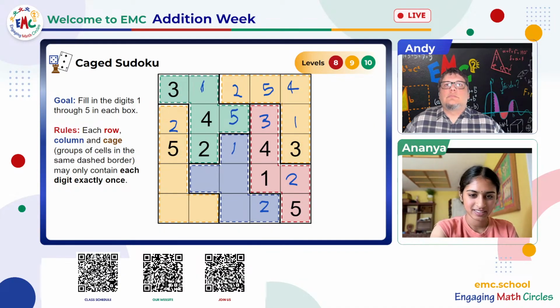That's 2. 2, 5. Oh, my pencil keeps switching. 2, 5, 1, 1, 2. So that's either 3 or 4. These are 3 4s. Wait, let me put that in the middle.